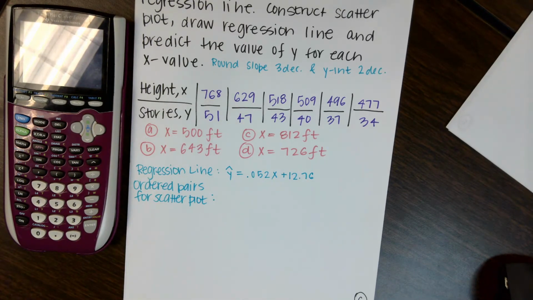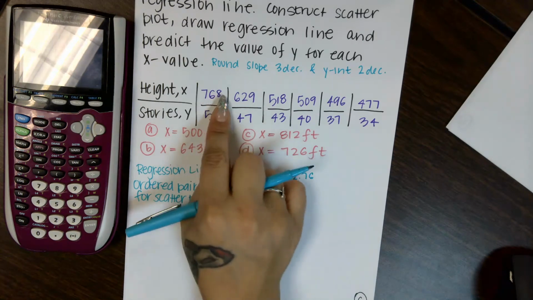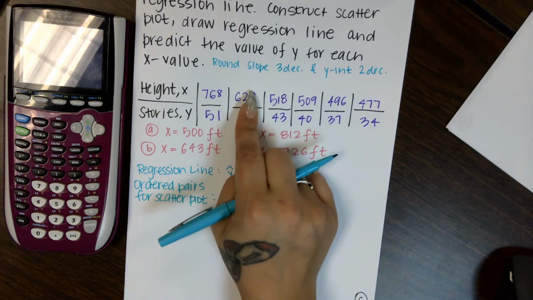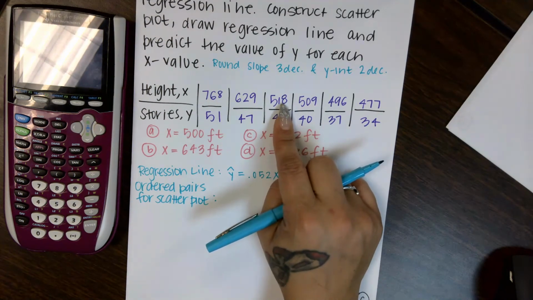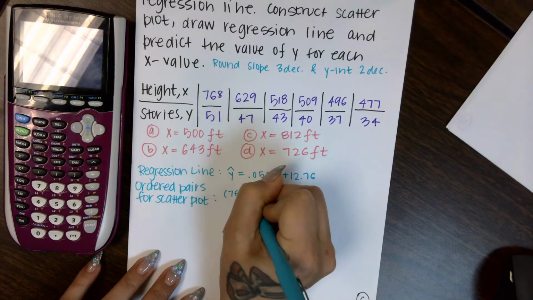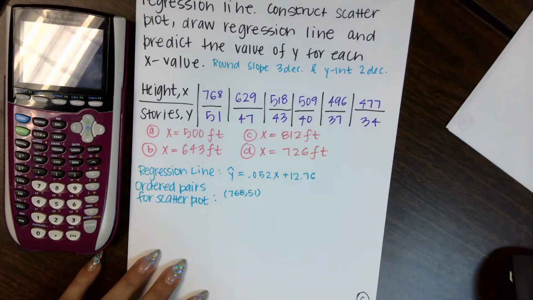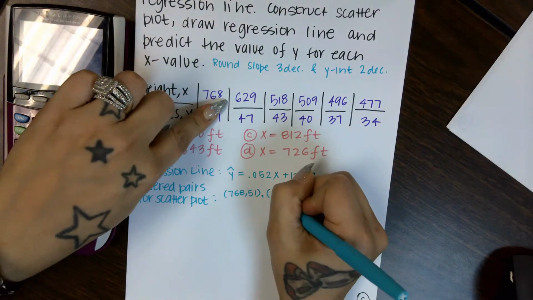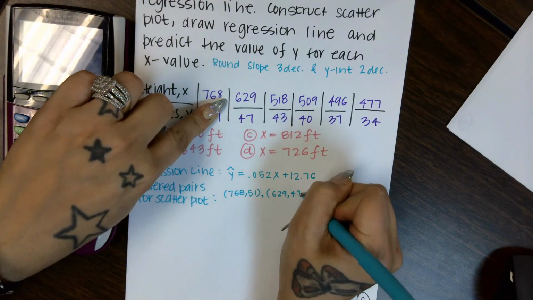Ordered pairs are in the format of what? Open, X, comma, Y, close, right? Look at this. This is an X, Y coordinate pair. This is an X, Y coordinate pair. You have 6 of them, okay? So I open 7, 6, 8, comma, 5, 1, close. If you are entering these and it wants the list of the ordered pairs, you have to put a comma in between all of the individual pairs. Next, I would do open 6, 2, 9, comma, 4, 7, close, comma.